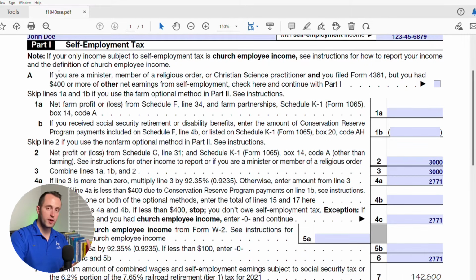Now, the majority of people can skip A if they are not a member of the clergy or they work for a church. And if you're not a farmer, you can also skip 1A and 1B. If you are a farmer or a member of the clergy, please reference the instructions for this form, which I have linked in the description down below. So the vast majority of people, the first section they're going to care about filling in is going to be 2.